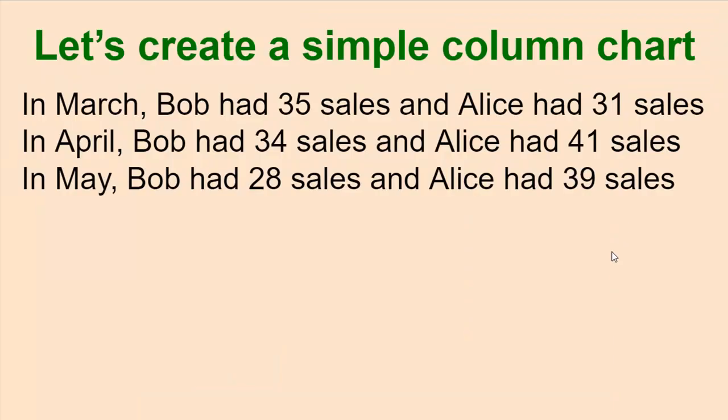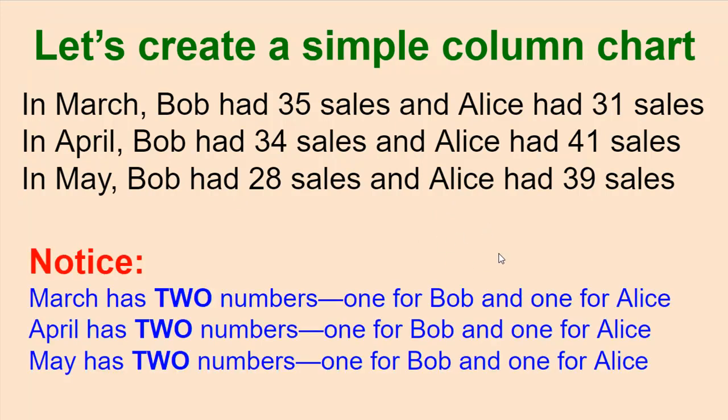Here's an example. We're going to create a simple column chart out on Sheet 3. In March, there's two numbers. Bob had 35 and Alice had 31. In April, there's two numbers. Bob has 34 and Alice has 41. In May, there's two numbers. Bob has 28 and Alice has 39. So how would you do that? Well, here's what you do.